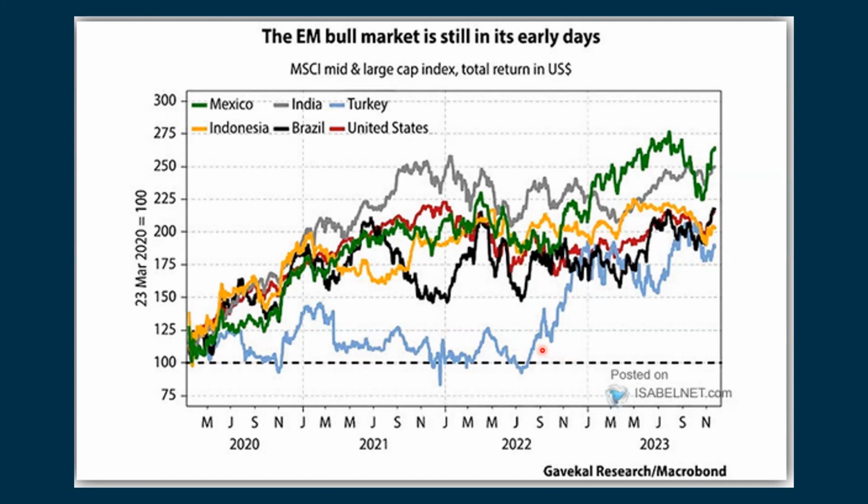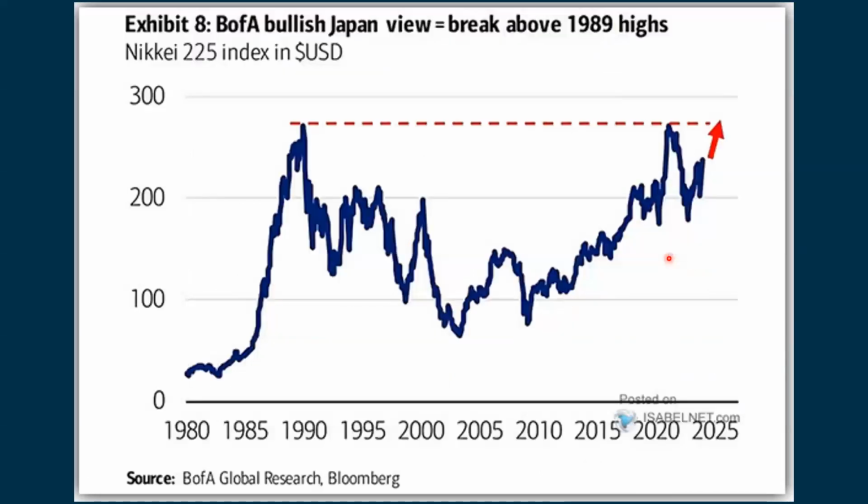Then here's some different country indexes to look at in case you want to look internationally at things. We have Mexico, India, Turkey, Indonesia, Brazil, and then the red line is the US. This is a little bit outdated now, but this just gives you an idea how they are performing.